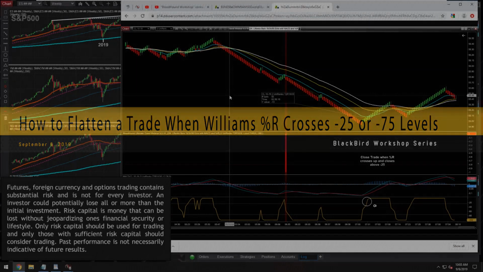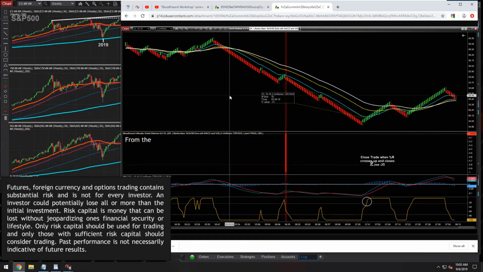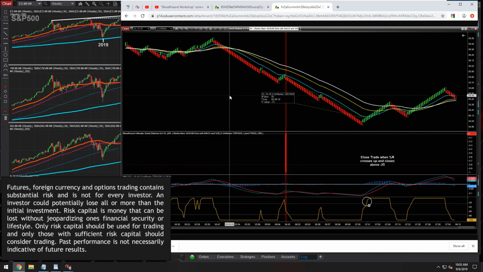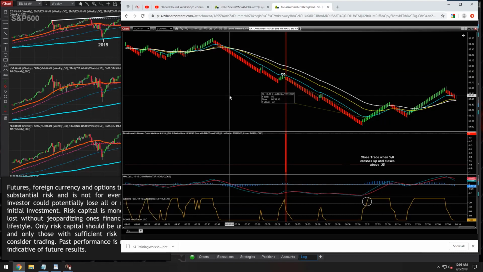So this would be a pretty simple one here. He wants to know how to close out a trade when an indicator crosses a certain value level. In this case, it's going to be the Williams %R indicator. So if we're in a short trade, if the Williams %R crosses the -25 level, then he wants to close out the trade there.